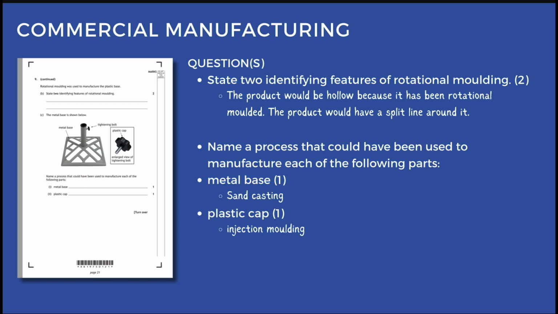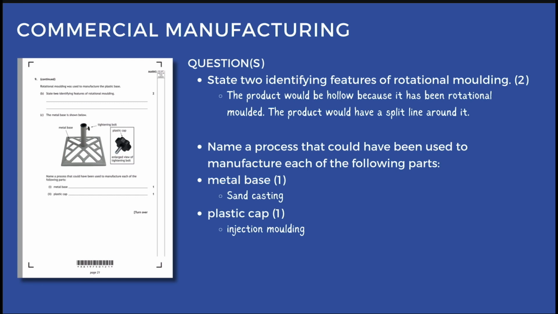So for the first question, you're asked to state 2 identifying features of rotational moulding. Now because it's a state question, you are required to get these correct in the order. If you put more than 2 answers and the first or second is wrong, you only get the marks for the questions in the order you answer them. So for example, if part 1 of your answer was wrong, but part 2 and 3 were correct, you would still only achieve 1 mark for the second part of the response.